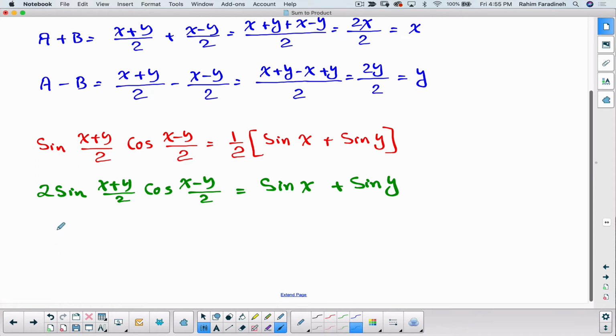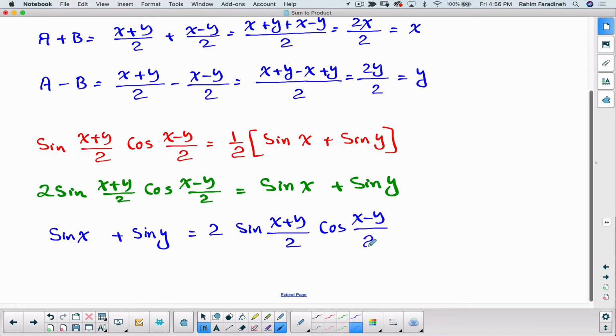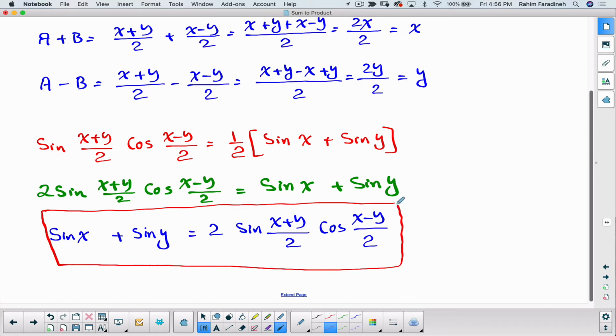So let's rewrite this. Sine x plus sine y is equal to 2 sine of (x plus y) divided by 2 and cosine of (x minus y) divided by 2. So this is our first formula of sum to products.